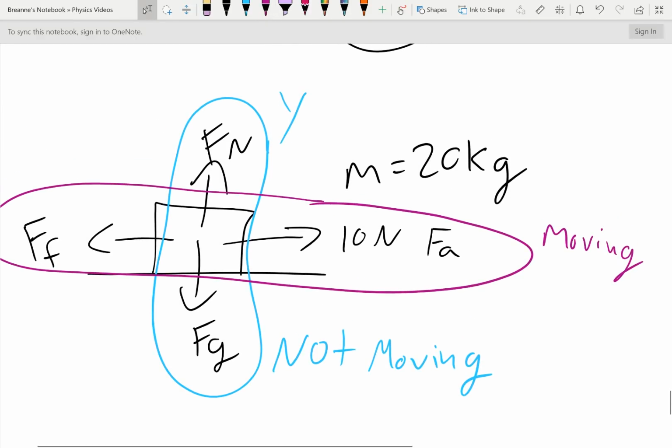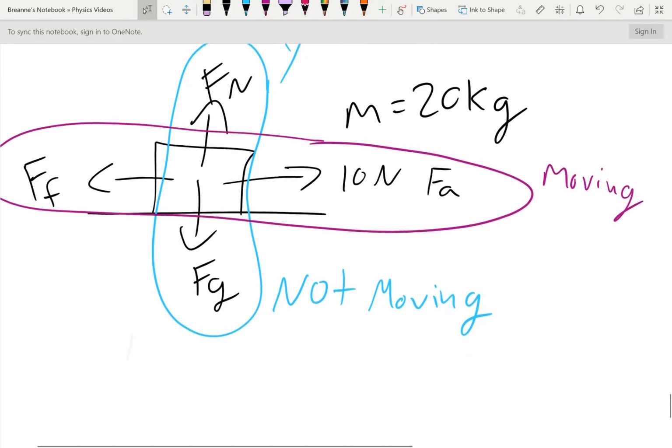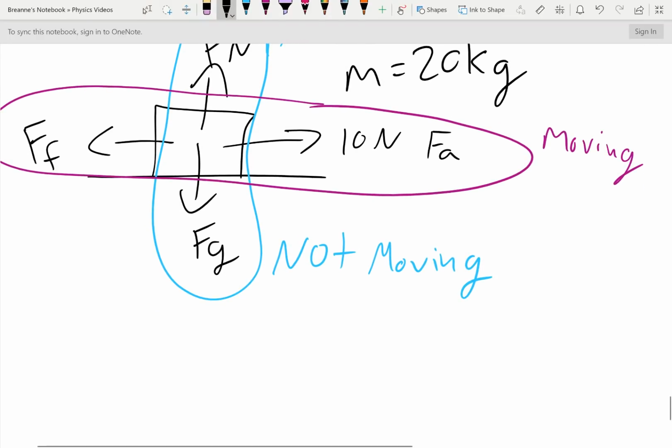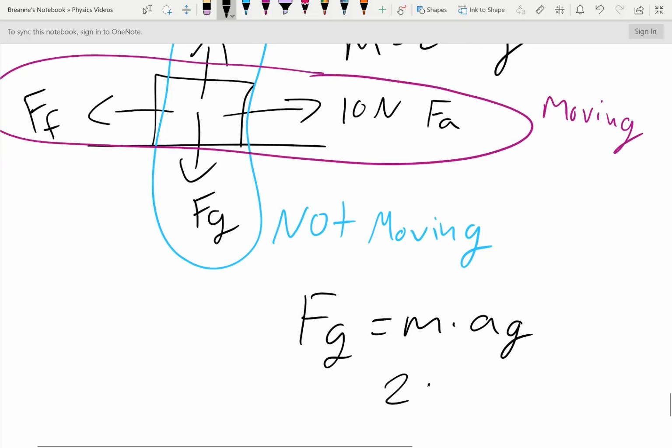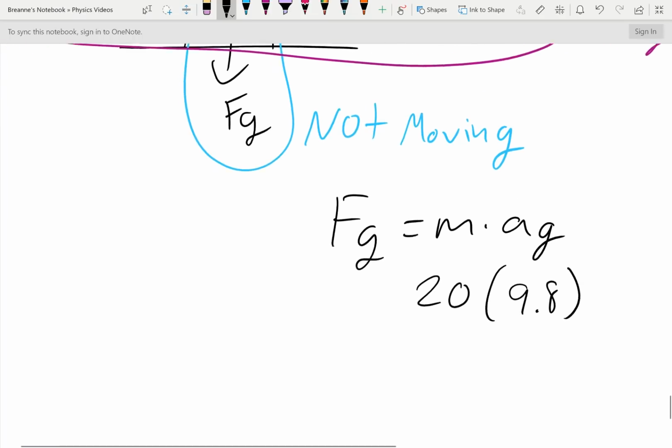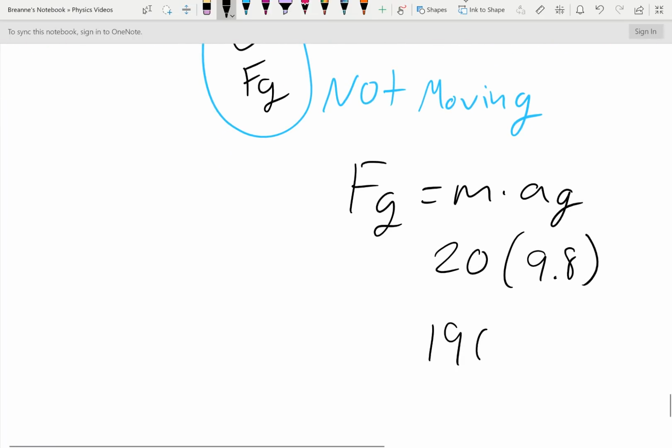So the way to find normal force would be you have to find your force of gravity. Your force of gravity equation equals mass times acceleration due to gravity. We have the mass, 20. We know the acceleration due to gravity on Earth is 9.8, so you just have to plug that into your calculator. You just do 20 times 9.8. So your force of gravity is 196.0. So that is your force of gravity.